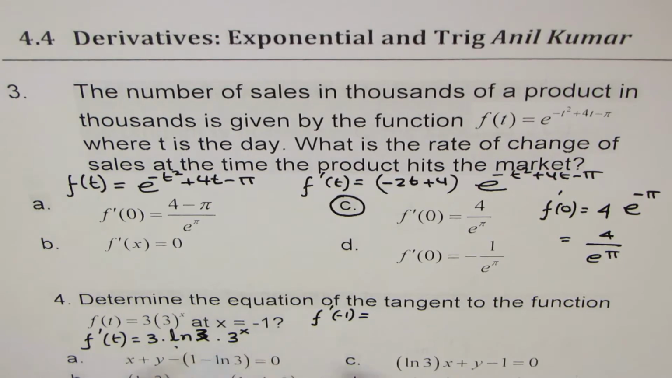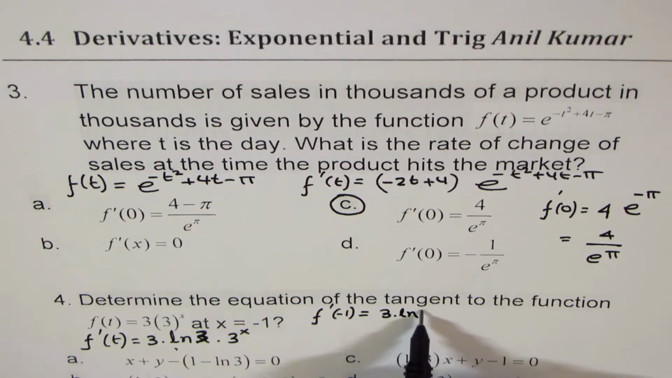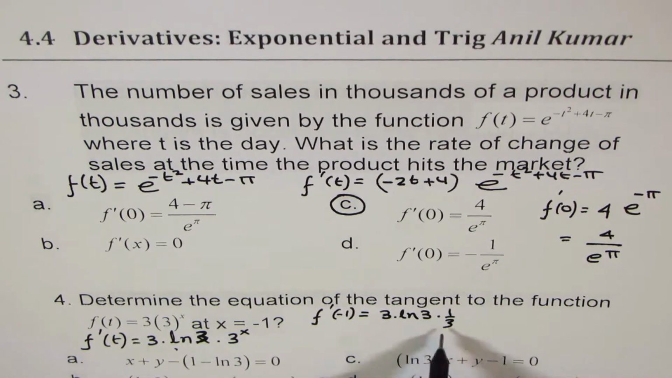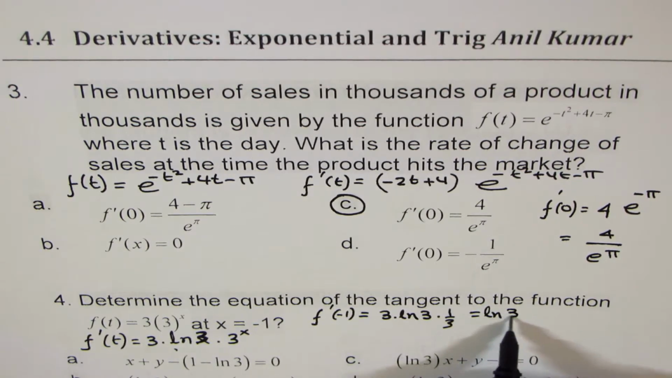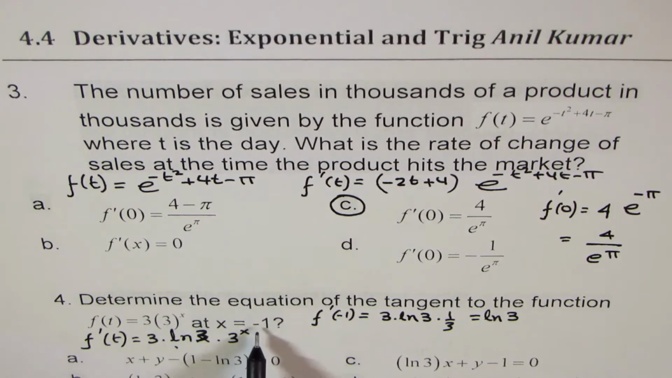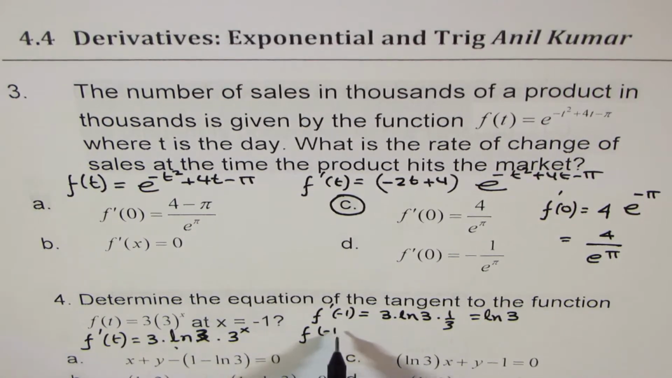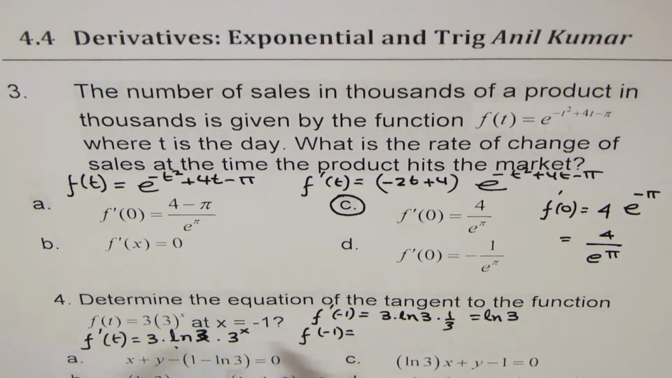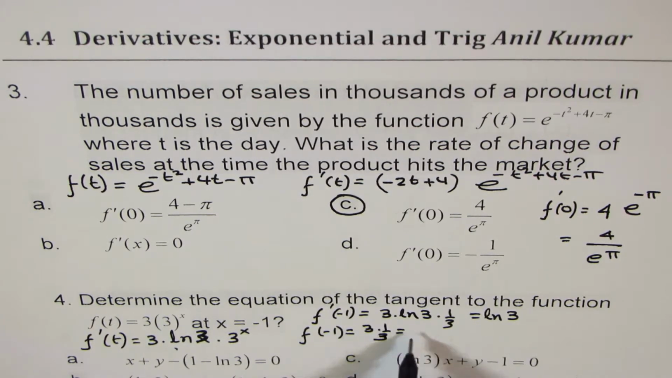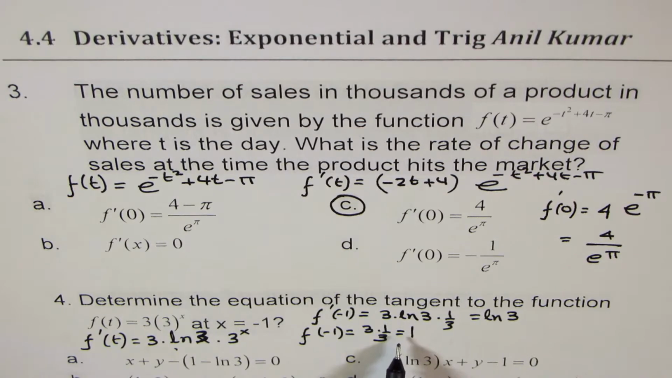That gets cancelled now, right? So we have 3 times ln 3 times 3 to the power of minus 1, which is 1 over 3. So that cancels, and you get ln 3 as your derivative at x equals minus 1. Now if I write f of minus 1, what is it? 3 to the power of minus 1 will give you 3 times 1 over 3, which is 1. So the point here is (minus 1, 1), correct? And we know that the slope is ln 3.